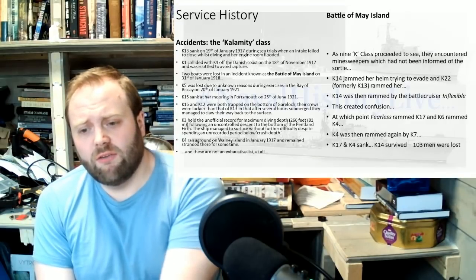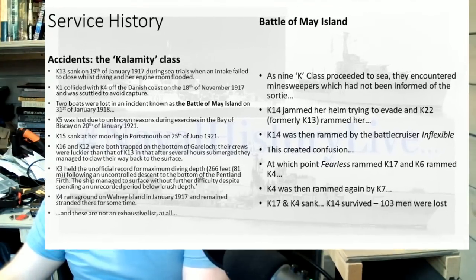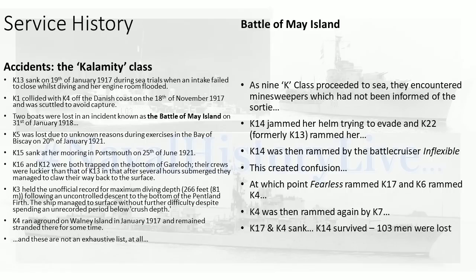I don't consider they deserve the title the Calamity class. I really don't. Because yes, they do have accidents. And yes, apparently at some points their crews do call themselves the Suicide Squad. Although I think myself that's probably a modern translation of old stories. But, maybe. Sailors do love a good alliteration. You have the various accidents, and you have the Battle of May Island, which doesn't involve any enemy, just 9 K class.